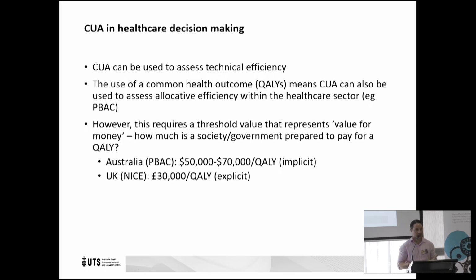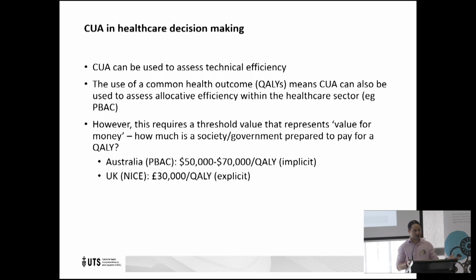So cost utility analysis can be used to assess technical efficiency. We decide something's worthwhile doing, what's the best way to do it? A certain price for a quality gained or at a cheaper cost. Because we have a common health outcome, cost utility analysis can be used to address allocative efficiency within the healthcare sector.